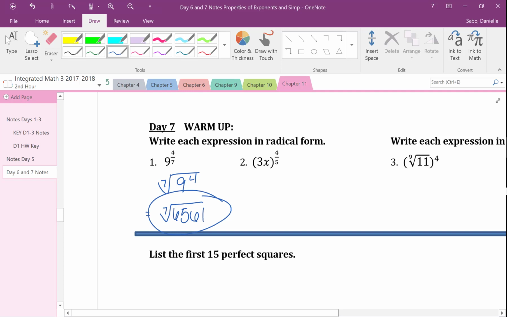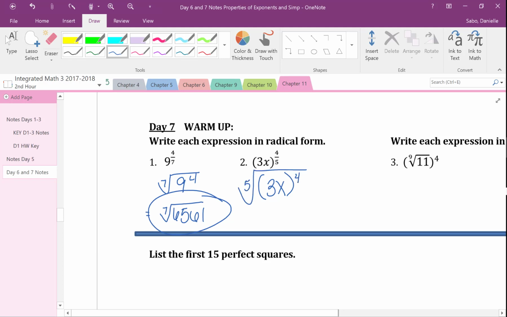Perfect, done. Okay, this one's a little tricky because you have to make sure that those parentheses stick with you. How do you write this or say this? Oh, no, I mean the next one. Sorry, my bad. Number 2. Say it with your words. 3x in parentheses. Thank you, the 5th root.